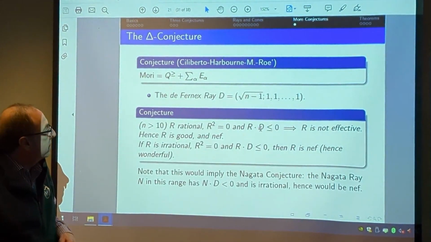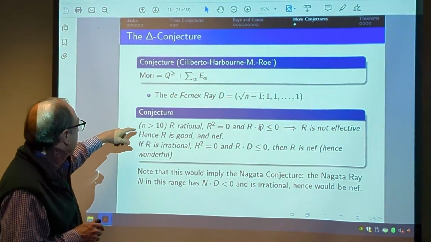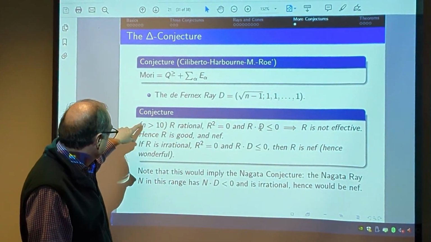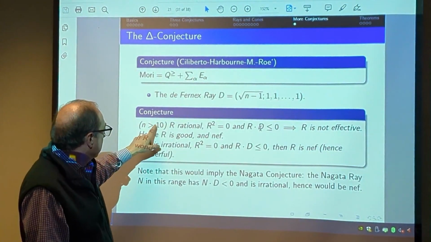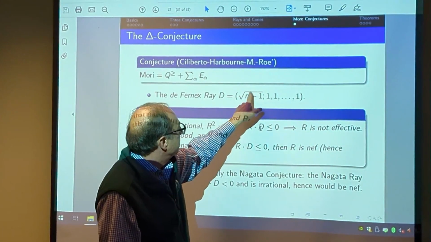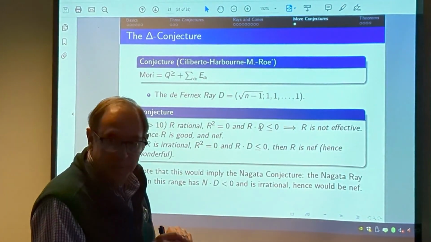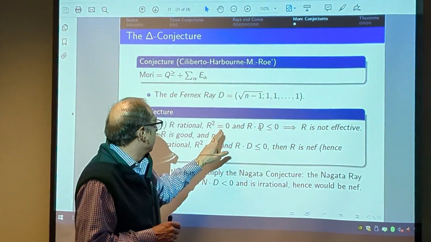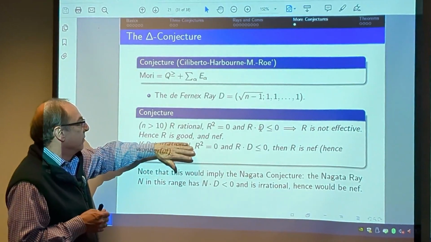This is called the Delta conjecture, or maybe this one is. This is another conjecture. Suppose you have n at least 11. You have a rational square zero ray which meets this Dufernix ray, which is near but not equal to the Nagata ray, just a little bit. Then it's not effective. It's rational, not effective, with square zero, so it's good, and therefore it's nef. That's one conjecture.